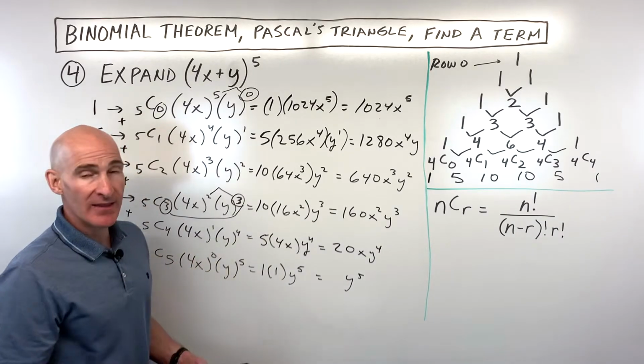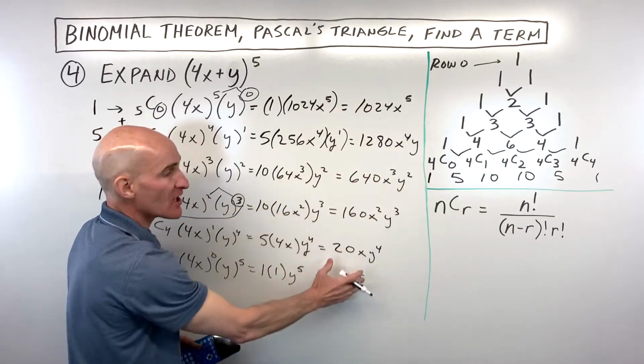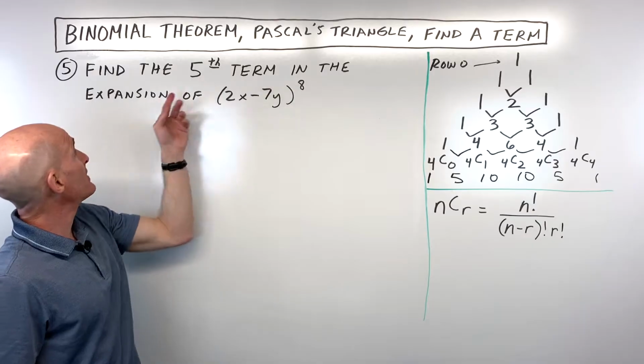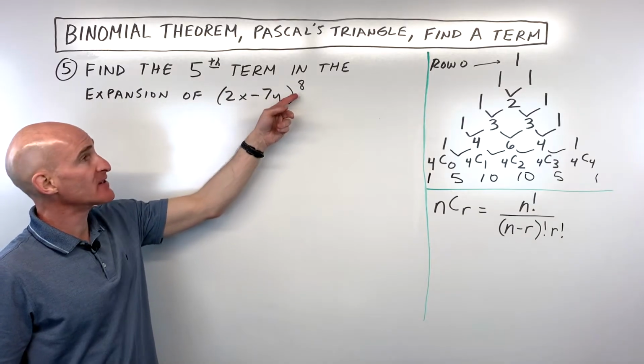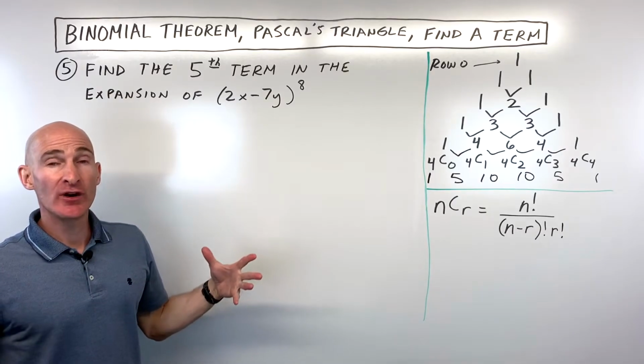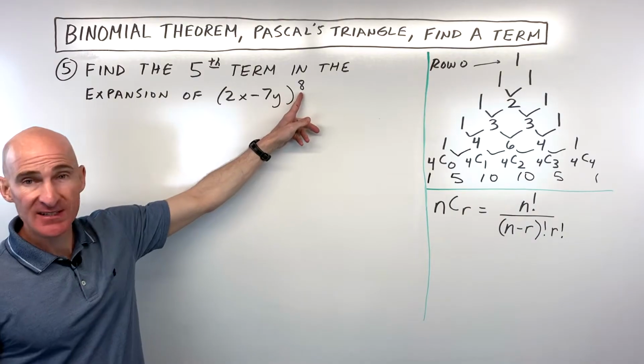So we're going to use that in the next problem where we zero in on just a particular term without having to do the entire binomial expansion. Find the fifth term in the expansion of 2x minus 7y to the 8th power. So we don't want to take the time to do the entire expansion. We just want to zero in on this fifth term. But notice this is to the 8th power.